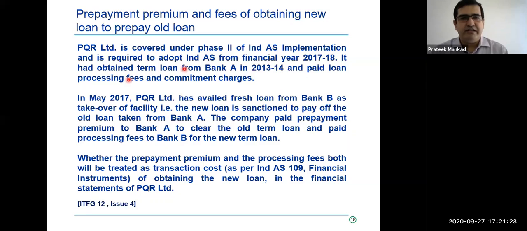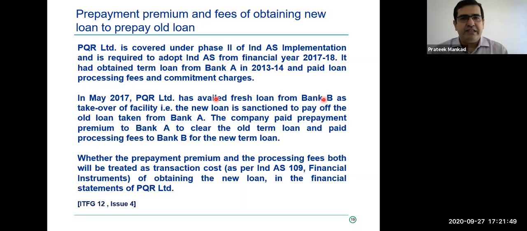PQR was a borrower. In 2013-14, it went to ICICI Bank and took a loan. In May 2017, it went to HDFC Bank and asked, why don't you take over the facility which ICICI Bank had given to me? So what will happen is HDFC Bank will pay off the entire money to ICICI. So Bank B will pay off to A.